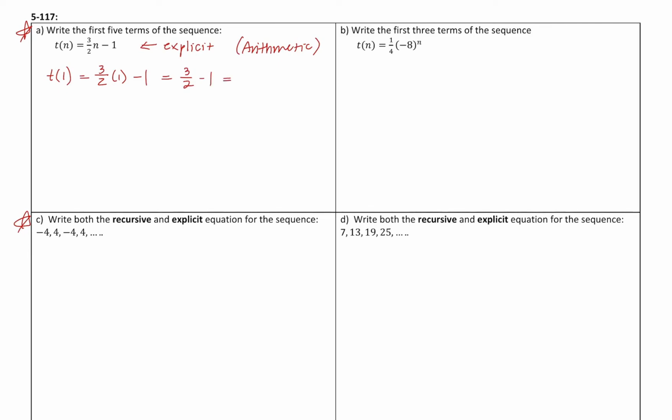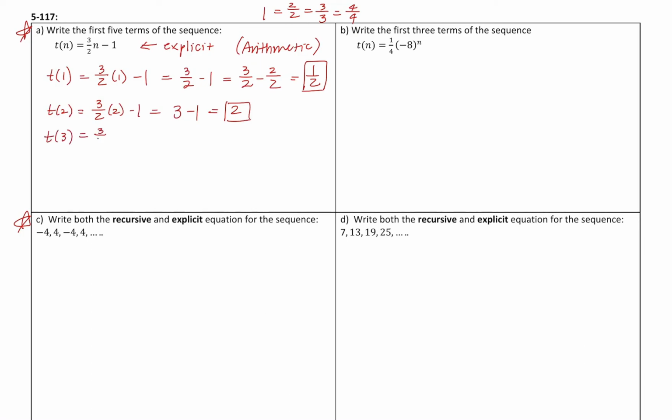But 1 can be written as a fraction. Any whole number 1, as long as the numerator and denominator are the same, they're all 1s, giant 1s. So I'm going to rewrite 1 here as 2 over 2. So 3 over 2 minus 2 over 2, the answer is going to be 1/2. You might not have to do that, but I just wanted to show you. Then t of 2, 3 over 2 times 2 minus 1, which becomes 3 minus 1, and the answer would be 2. So the second term of the sequence is 2, and then the third term, and so on.